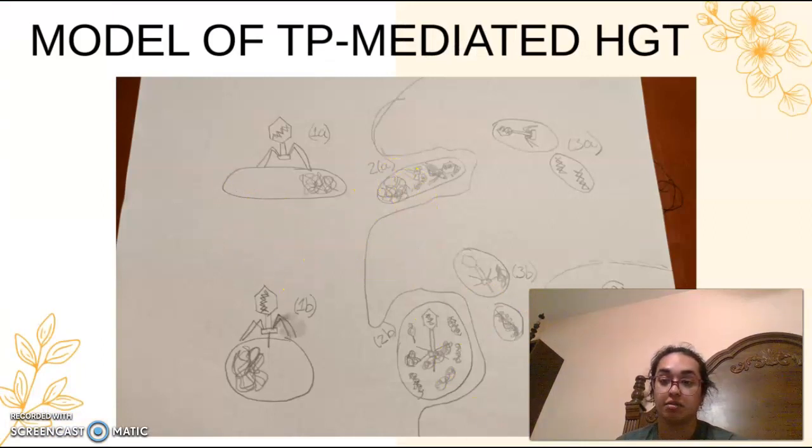And so in this image, we see a drawn model of TP-mediated HGT. Please excuse my drawing skills. And so in natural ecosystems, HGT within prokaryotic or archaea organisms is often mediated by phages that might contain or not contain TPs in their genome ends, as depicted within the areas of 1A and 1B on the left side of the image.